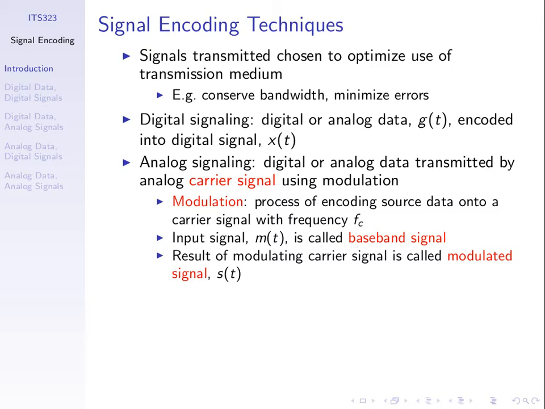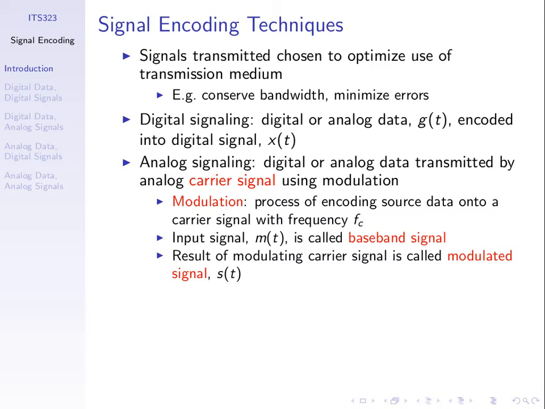Minimize errors, for example. Choose a signal such that when we transmit it, when the receiver receives that signal, even if there's noise, attenuation, or some interference, even in the presence of those, the receiver should be able to understand the information. That is, no errors. So we'll see some examples of how different signals can reduce the impact of errors. So we need to design a signal to meet our requirements.